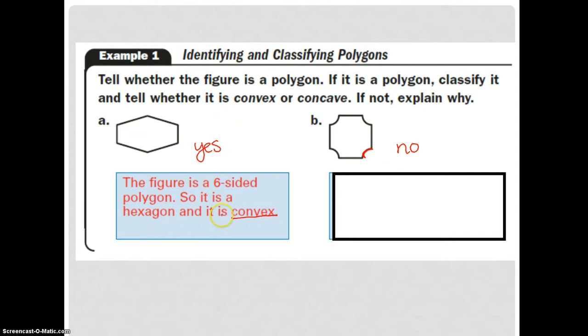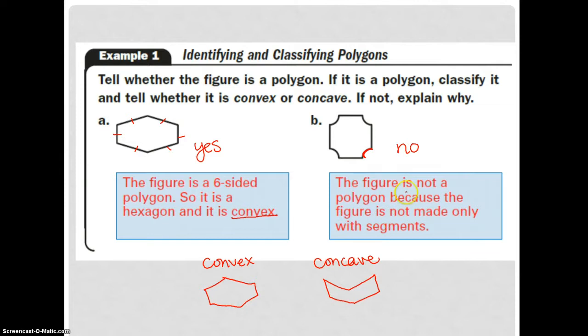Part A is a convex polygon because it doesn't go into the shape. A convex polygon is, let me just draw that figure. It's like the one you just saw, where a concave one would jut into itself. More like this. This is concave. I always remember this because it looks like there's a cave inside of it. And this is a hexagon because there's 1, 2, 3, 4, 5, 6. B is no, it's not a polygon, and if it's not a polygon, it can't be convex or concave. And again, it's not made with only segments. Anytime you have a curve, it's not a polygon.